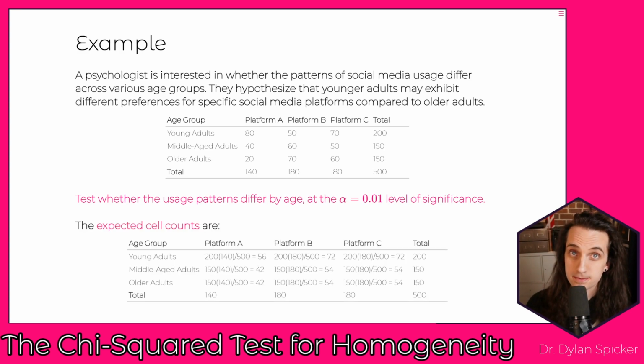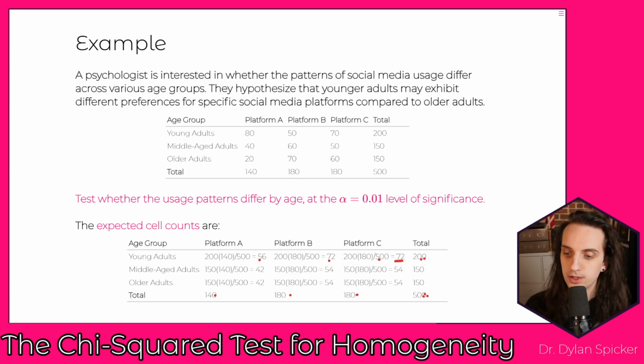So first, to get our expected cell counts here, once again, we take our marginal totals, so 200 times 140 divided by 500 gives us this expected value of 56. 200 times 180 divided by 500 gives us our 72 here. 200 times 180 divided by the 500 gives us the 72 here.